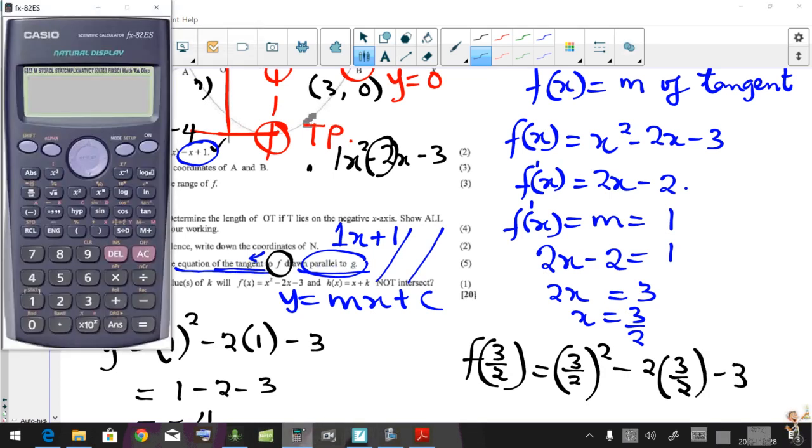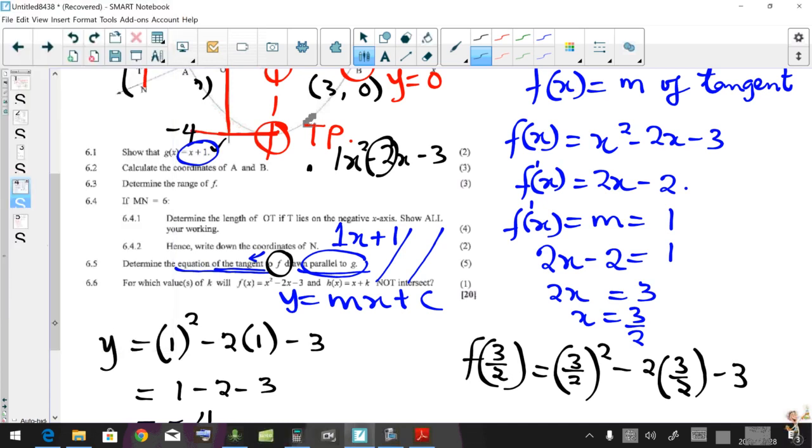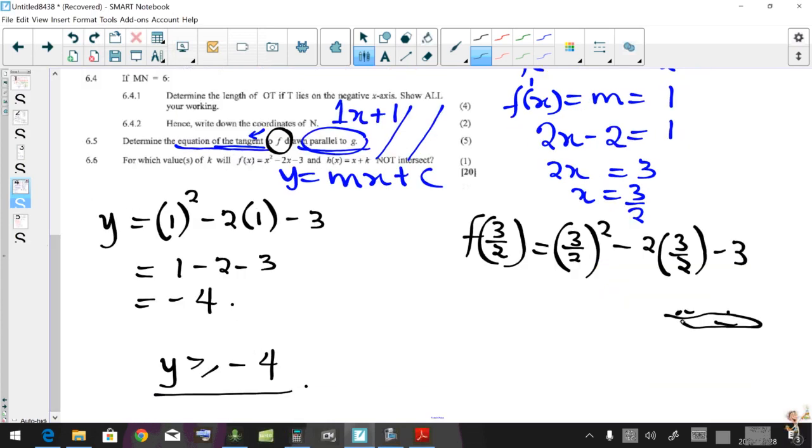Alright, so let's check what our answer would be. Let's have a bracket there. You have 3 over 2, we close the bracket, and then it's all squared. Minus 2 into bracket. So you're just doing what a learner would do in an exam, so that you familiarize yourself with it. Minus 3. It's negative 15 over 4. So my y value is negative 15 over 4.